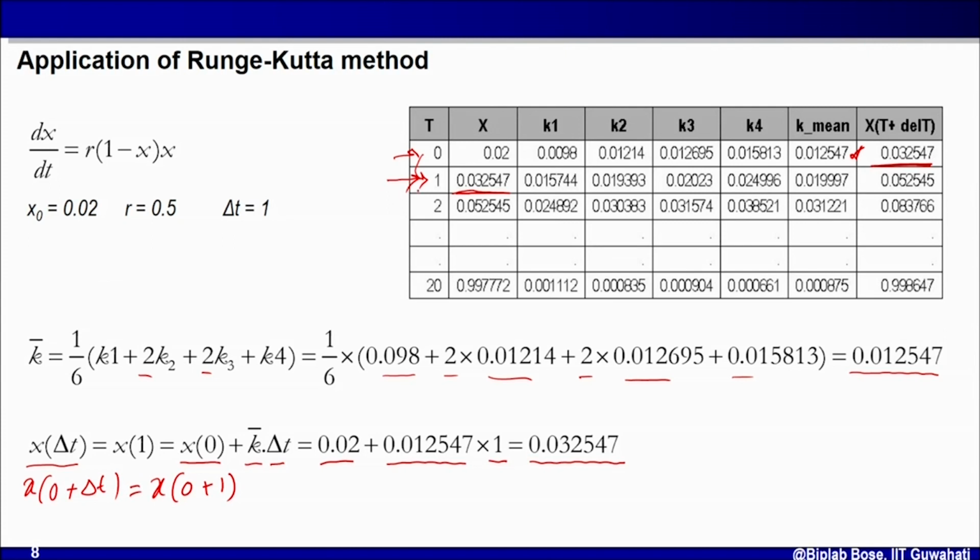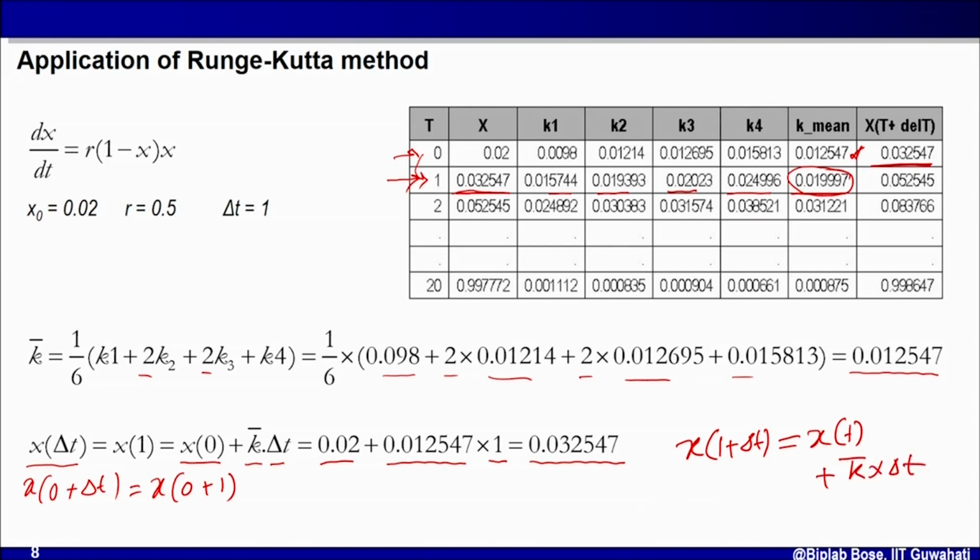Now I am at x at t equal to 1. I can again calculate K1, K2, K3, K4 using the same method and calculate the weighted average of these four. I have done that and shown it in the table, that is 0.019997. Now using the same addition, x at time 1 plus delta t will be equal to x at time 1 plus k mean into delta t.